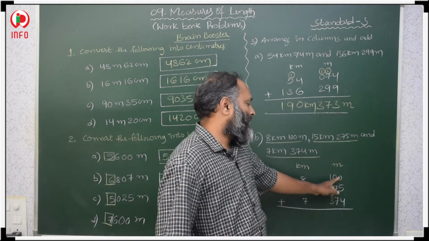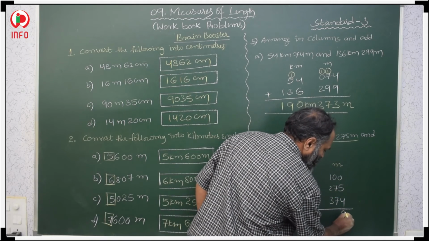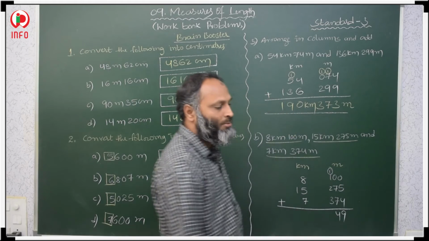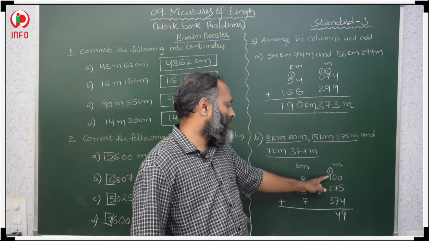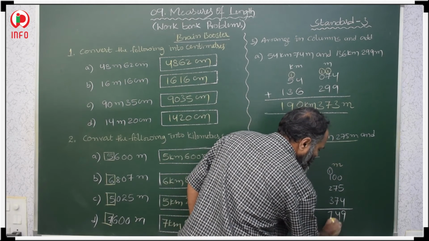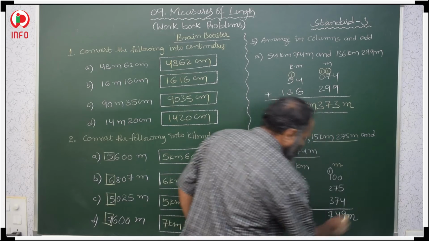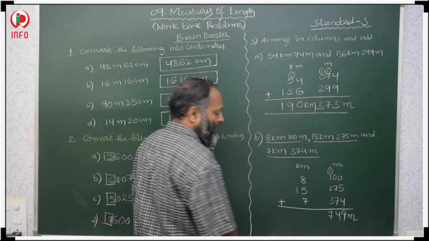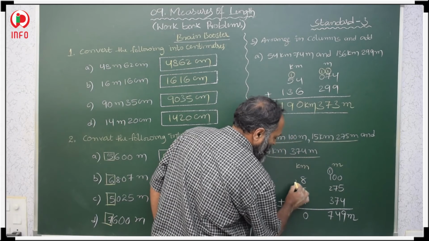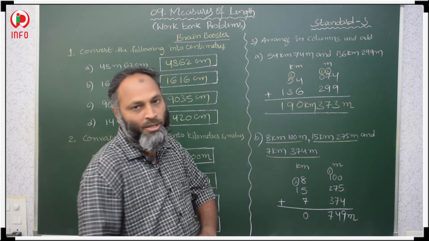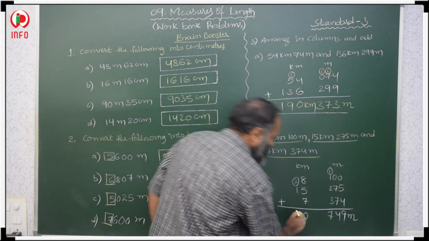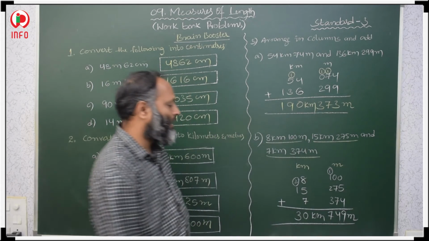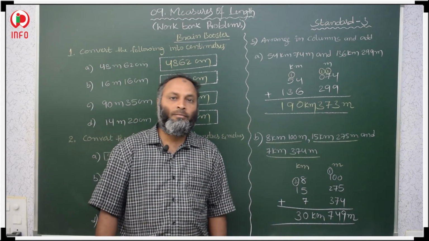4 plus 5, 9, 9 plus 0, 9. 7 plus 7, 14, 4 here and 1 take carry over on 10's place. 3 plus 2, 5, 6, 7. 749 meters. Then after that 8 plus 5, 13, 13 plus 7, 20. 20 means 0 in 1's place, carry over on 10's place of kilometer. 2 plus 1 is 3. 30 kilometers, 749 meters. Okay.